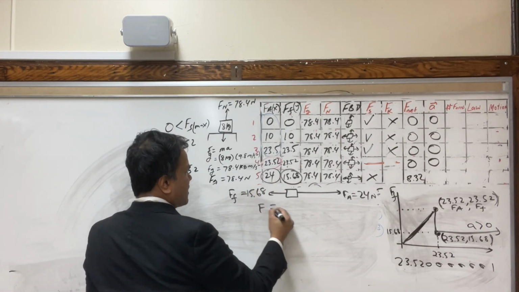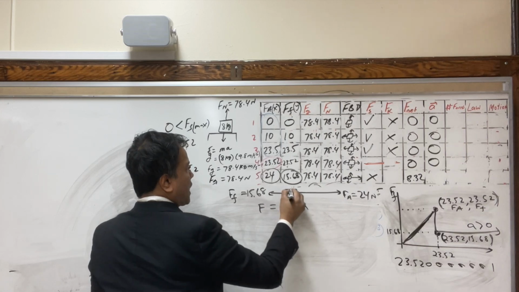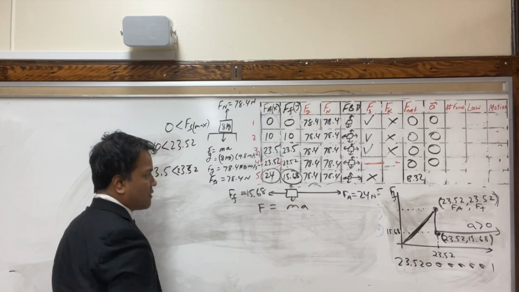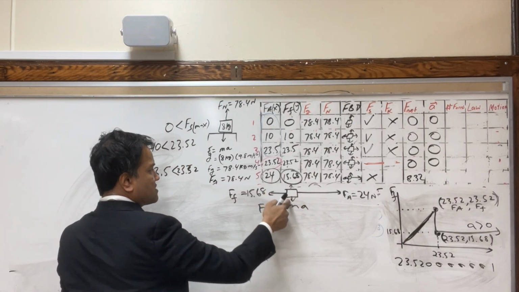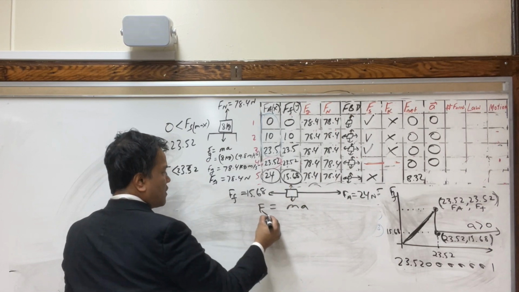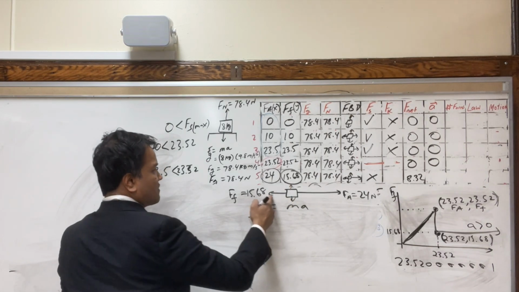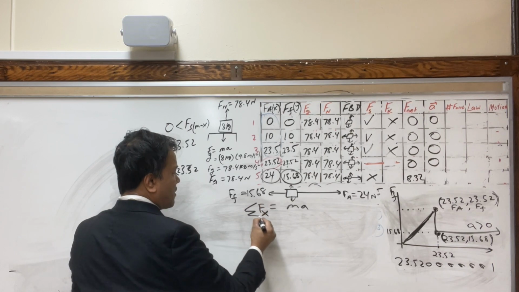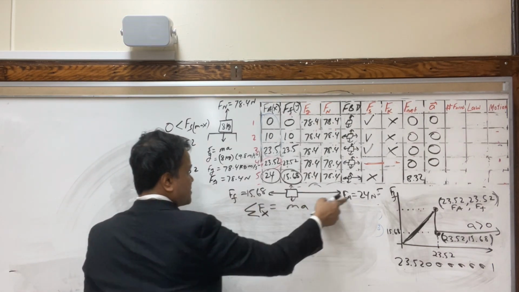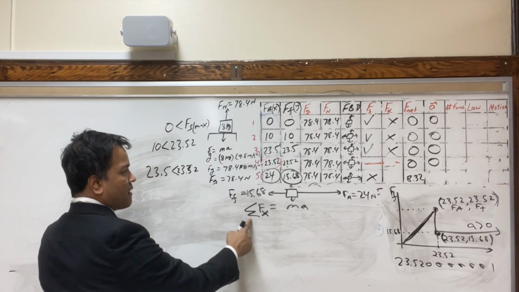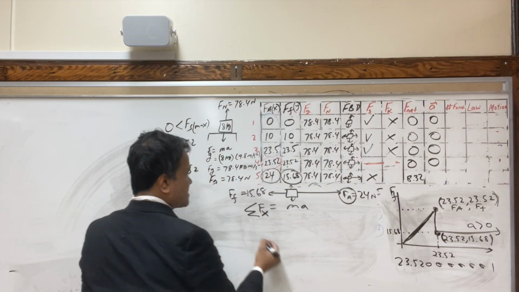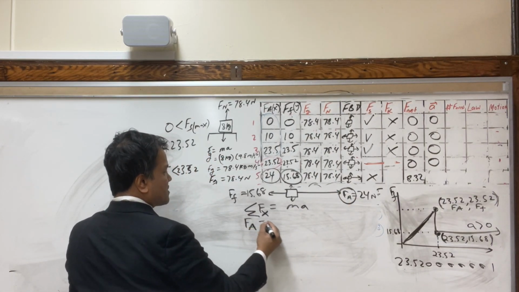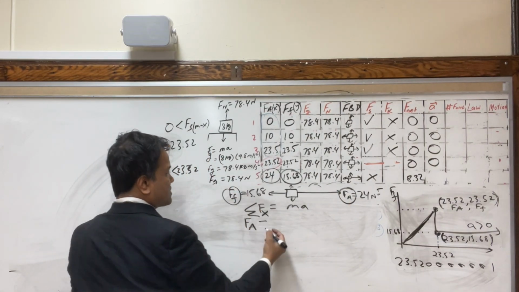F equals MA. You are not counting the vertical vectors because they cancel each other. You are only counting the horizontal vectors. You count all vectors in the x direction, put sigma. This is positive because this is to the east. This is negative, this is to the west.